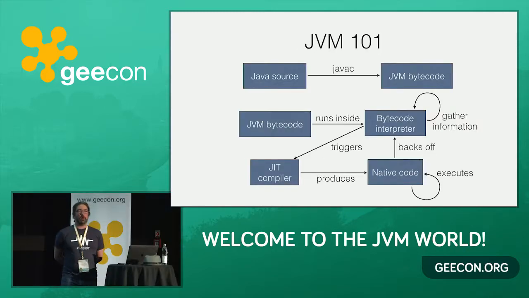So JVM 101, I think this sort of pattern comes up in a couple talks today, so you've probably seen this. So of course we take our javac and compile Java source into JVM bytecode. That JVM bytecode then will run in the JVM, usually in a bytecode interpreter. There are some JVMs that just have a very simple JIT that they will run as that first execution level.